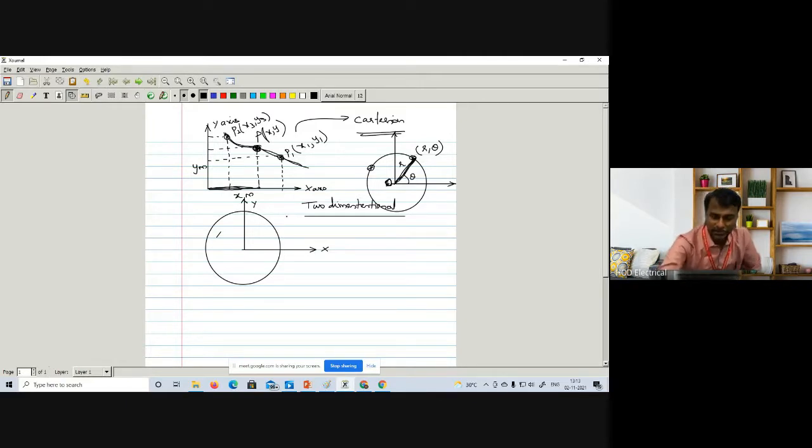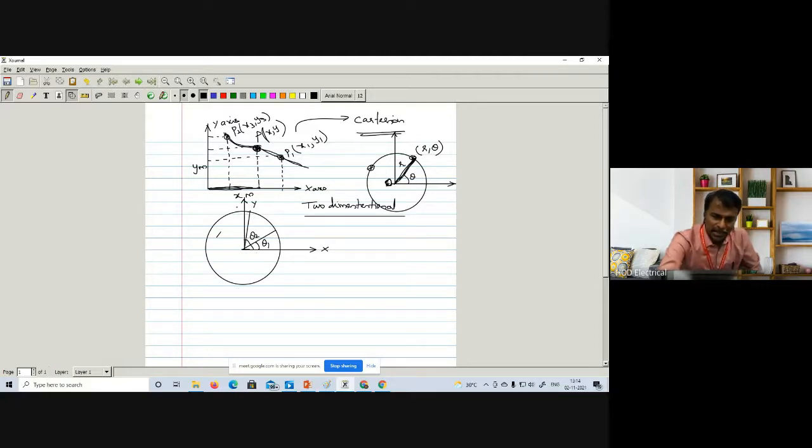Everything I will explain in this next class. But in this class I am concentrating only on two dimensions, x and y. One time this point will be here, and this angle will be theta 1. Sometimes this point will be here, and this angle will be theta 2. So these variables are different.